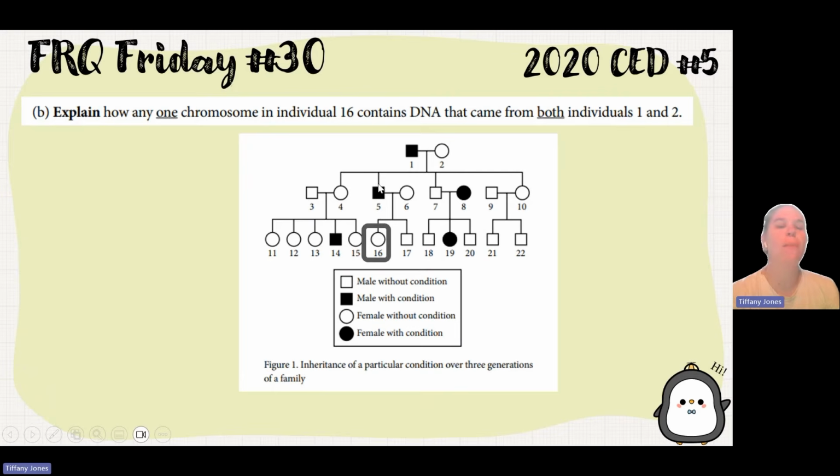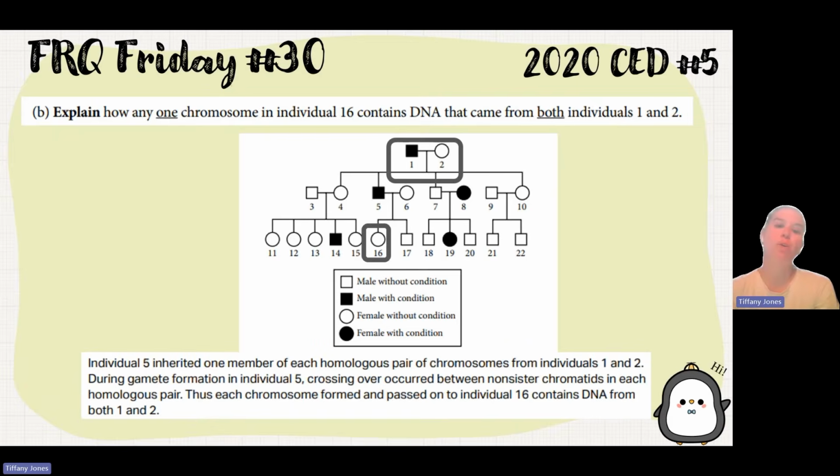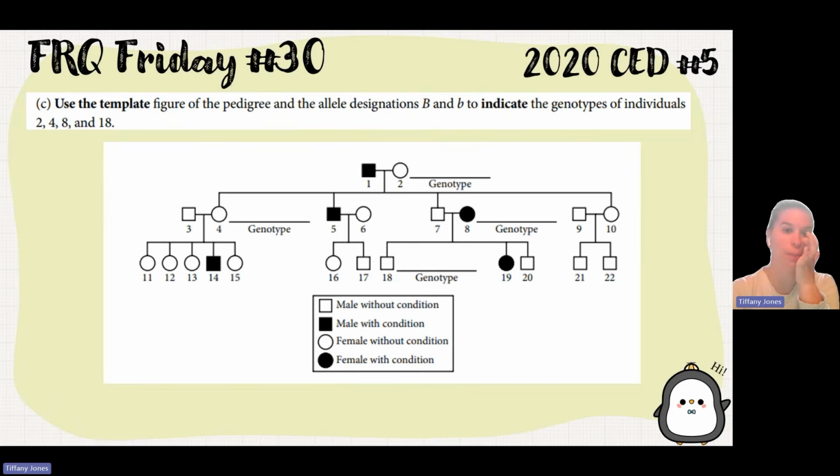And then during meiosis, we have crossing over, where we see these non-sister chromatids. So say chromosome 1 is going to cross over. That's going to allow us to get a combination of both individual 1 and 2 on that chromosome that's coming from individual 5. So individual 5 inherited one member of each homologous pair of chromosomes from individuals 1 and 2. During gamete formation in individual 5, crossing over occurred between non-sister chromatids in each homologous pair. Thus, each chromosome formed and passed on to individual 16 contains DNA from both 1 and 2.